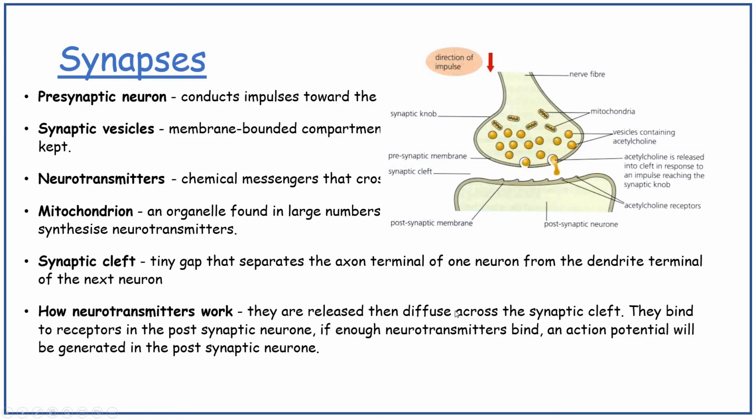How neurotransmitters work. They are released, then diffuse across the synaptic cleft. They bind to receptors in the postsynaptic neuron. If enough neurotransmitter binds, an action potential will be generated in the postsynaptic neuron.